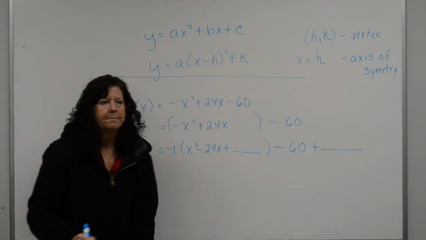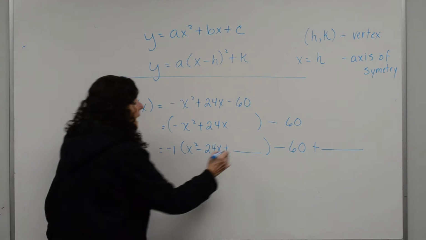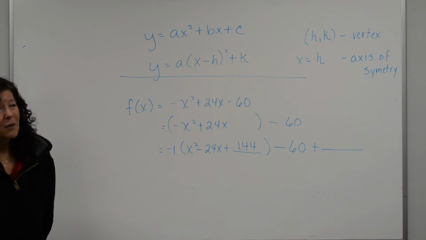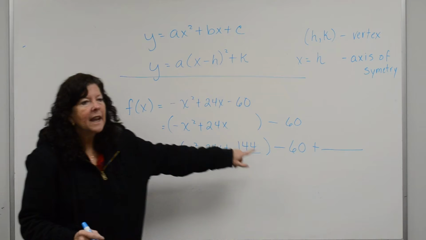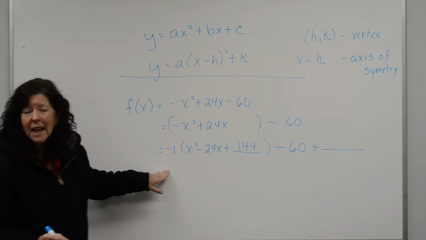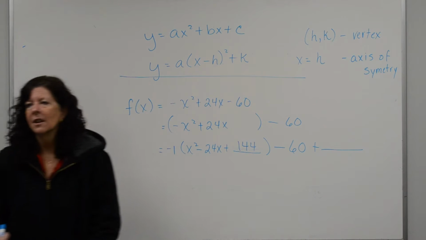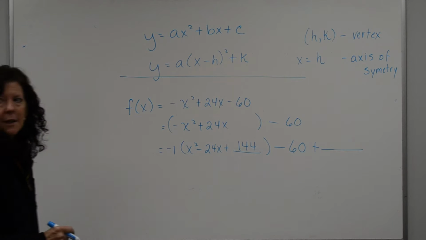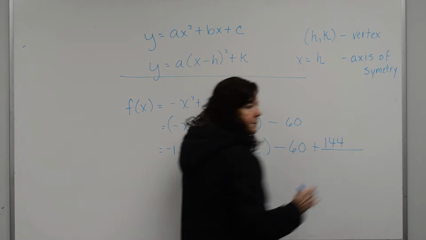How am I going to do it? Half of 24 and square it. So I'm going to have 144 here, correct? But I haven't really added a positive 144. I've added a negative 144 because I've got a negative 1 in front of it. So if I'm working on one side of the equation, how do I counteract that negative 144 that I've added? Add the opposite. I'm going to add a positive 144 right there.